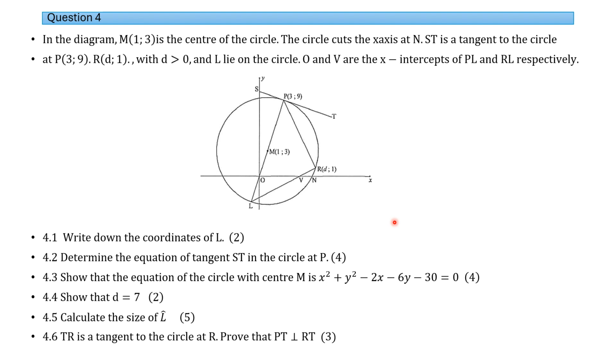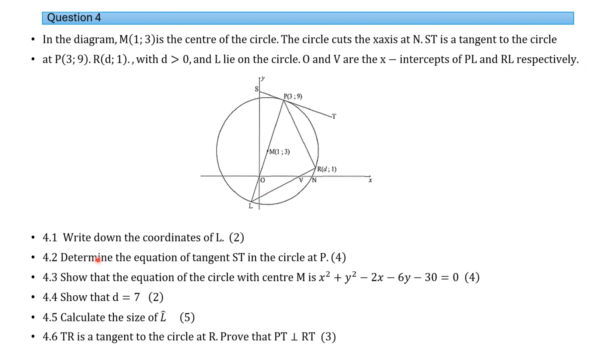In the diagram, M(1; 3) is the center of the circle, so there's the center. The circle cuts the x-axis at N. ST is a tangent to the circle at P(3; 9), and R(d; 1) with d greater than 0 and L lie on the circle. P and V are the x-intercepts of PL and RL respectively.